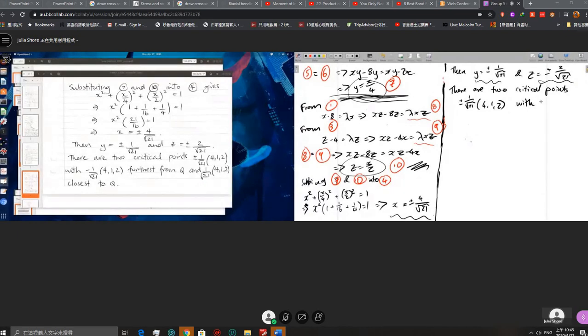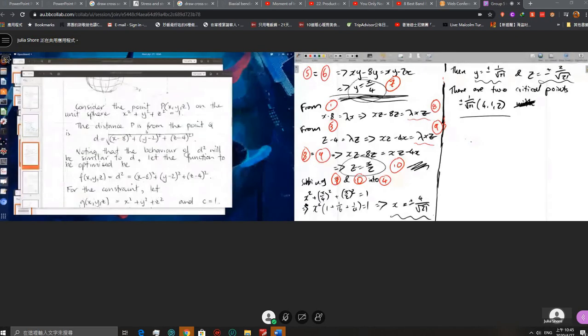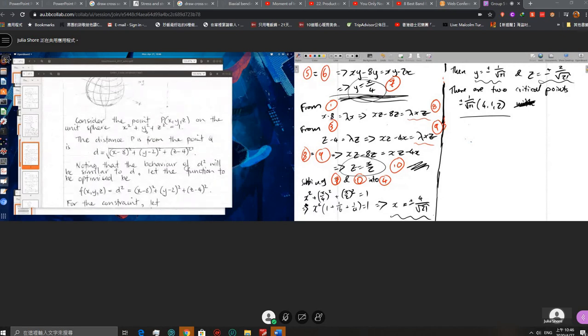So we've got 2 critical points, and now we need to answer the question: which one is closest and which one is farthest from the point Q? One way to think about it: the original point we had was, what was it? I think it was 8, 4 something. Yeah, 8, 2, 4. So our Q was equal to 8, 2, 4.